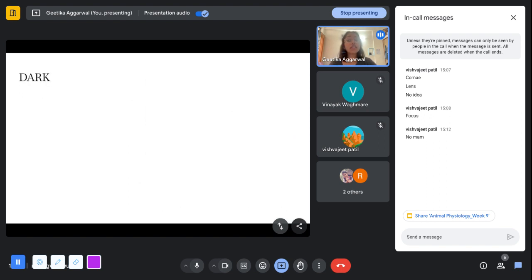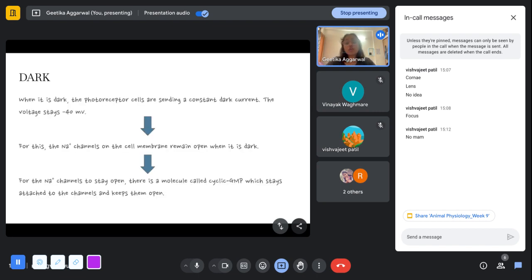So when it is dark, when there is no signal happening to the eye, or say when you have shut your eyes, the photoreceptors, as I said, are always sending a constant dark current, and the voltage stays at minus 40. For the voltage to stay at minus 40, you would be aware from the previous lectures that the sodium channels on the cell membrane should be open, because for a minus 40 millivolt voltage, that means that there is a constant flow of positive ions into the cell. From minus 80 to minus 40, it means that the cell is at a more positive membrane potential as compared to minus 80 millivolts.